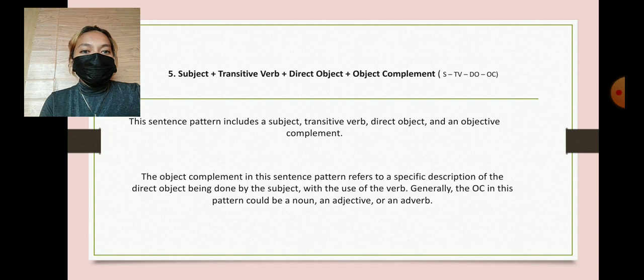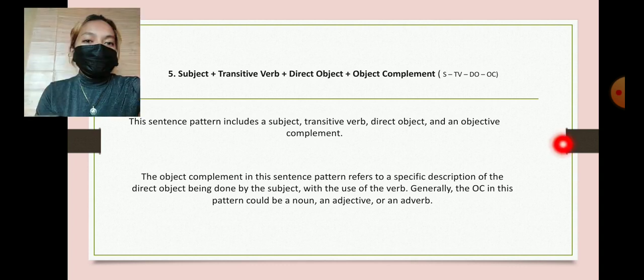So we have here the fifth and the last sentence pattern: subject plus transitive verb plus direct object plus object complement. This sentence pattern includes the subject, transitive verb, direct object, and an object complement. The object complement in this sentence pattern refers to a specific description of the direct object being done by the subject. With the use of the verb, generally the object complement in this pattern could be a noun, an adjective, or an adverb.